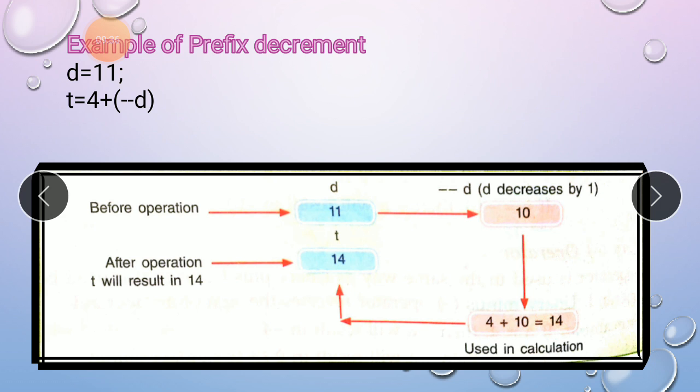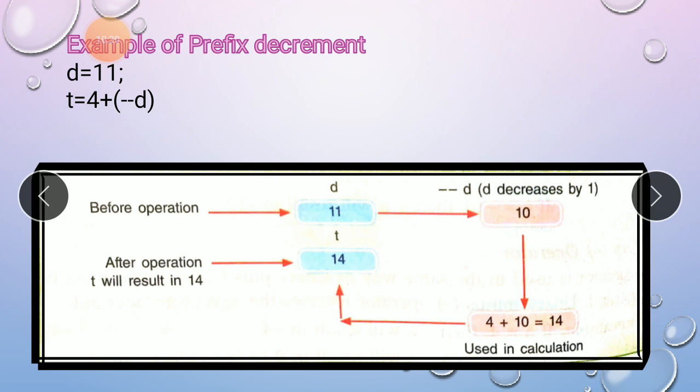Next one is an example of prefix decrement. Prefix decrement means it decreases the value of the variable by 1 before the operation or before action. Here the expression is T is equal to 4 plus minus minus d. Here minus minus d is the prefix decrement operator. What is the value of d here? D value is 11. Minus minus d means it decreases the value by 1. So it becomes 10 here. So this is prefix, so it decreases before any operation is performed. So 4 plus 10 will be 14. 14 will be stored in T.